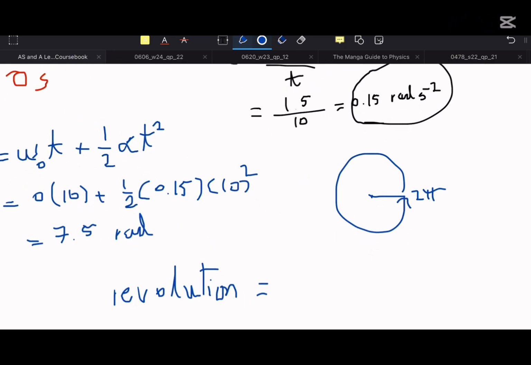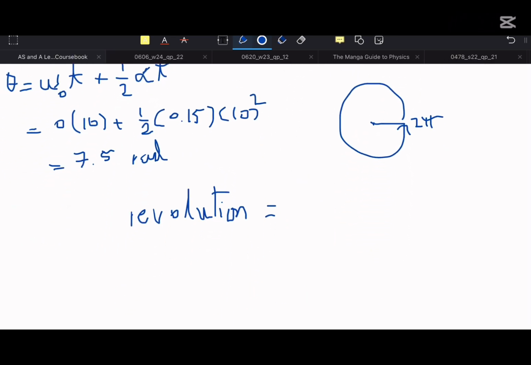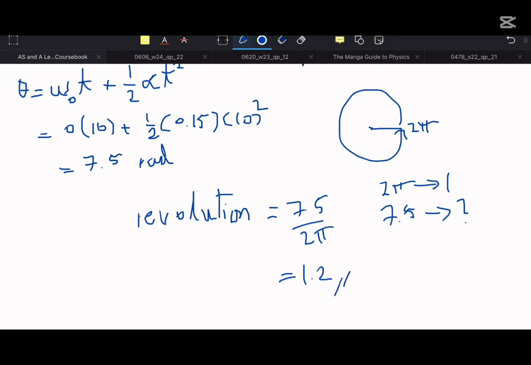So one revolution is 2 pi. 2 pi is one revolution, so 7.5 radian will be how many revolutions? That will be 7.5 over 2 pi, and that would get about 1.19, so about 1.2 revolutions. So yeah, this will be the answer to this question.